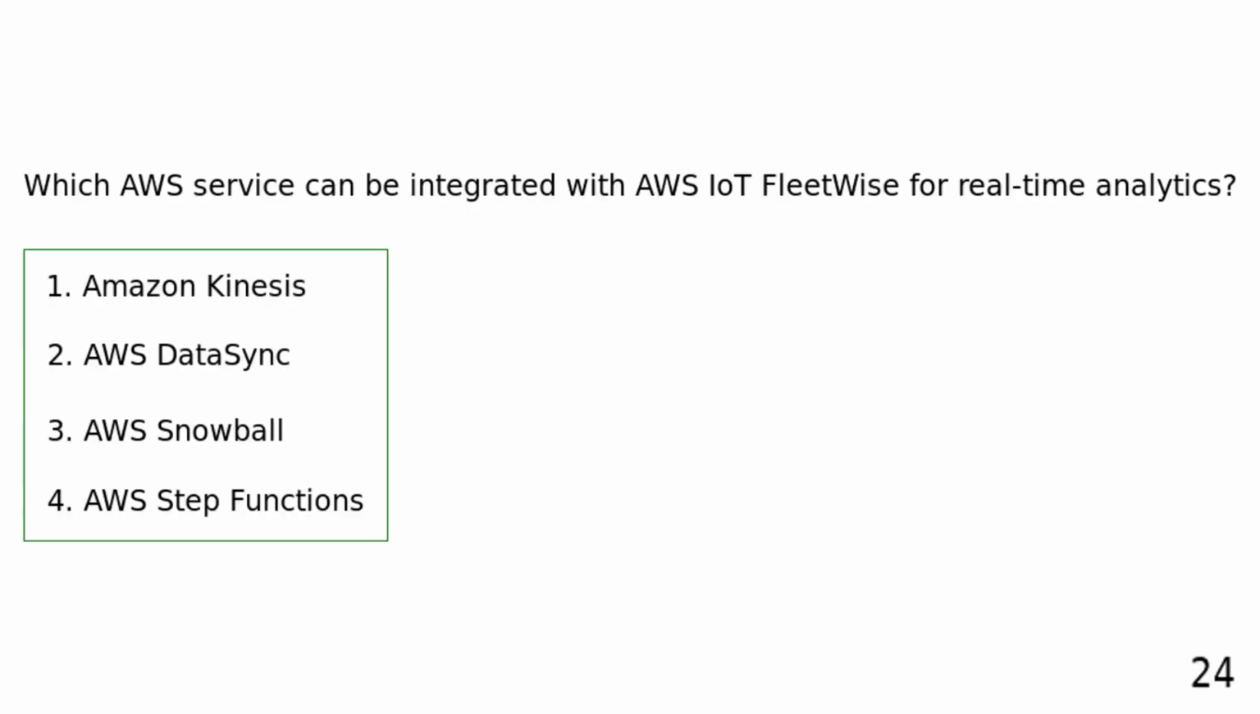Which AWS service can be integrated with AWS IoT FleetWise for real-time analytics? Amazon Kinesis, AWS DataSync, AWS Snowball, AWS Step Functions. Amazon Kinesis is commonly used with AWS IoT FleetWise to process and analyze streaming data.